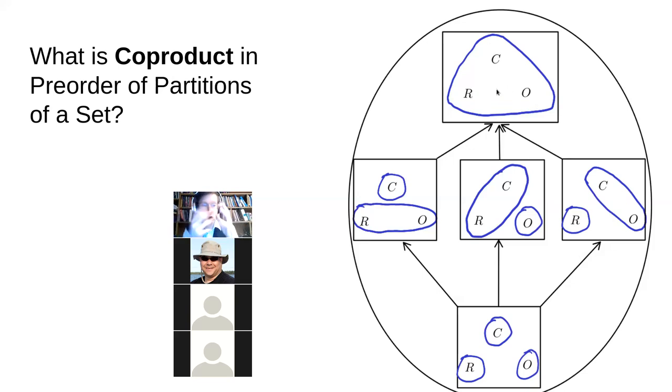We kind of merge the blobs, whereas in the product, we kind of split the blobs, if anything were split. So once again, we see product and co-product as ways of summarizing two of these or splitting.